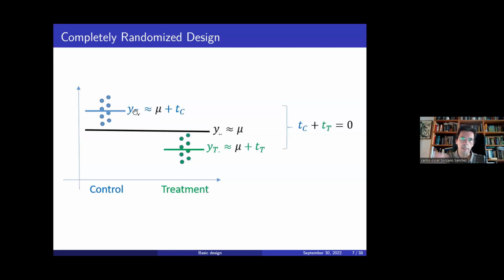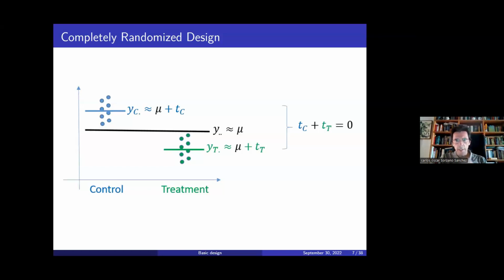And you may notice here that the distance between the control and the overall mean is the same as the distance between the overall mean and the treatment. So one is positive, the other one is negative. So the addition of the two is 0. This is a property of all these ANOVA-like methods. So I'm sure that you have used ANOVA previously, and one of the constraints that ANOVA is putting is this one.